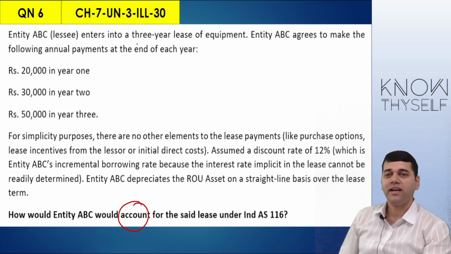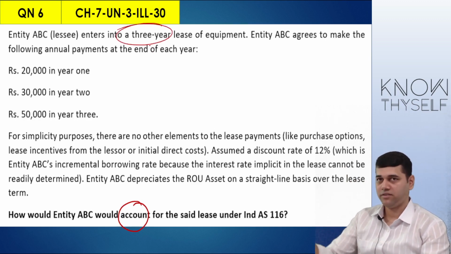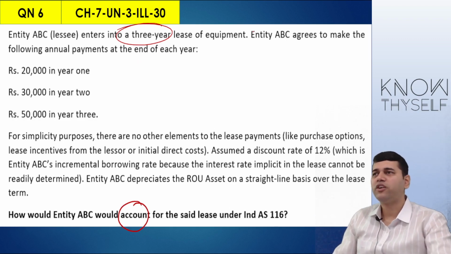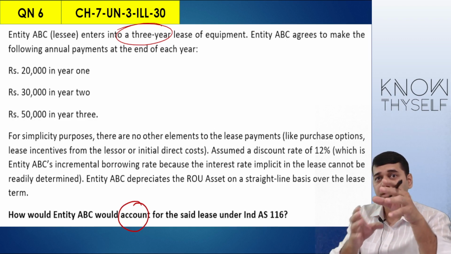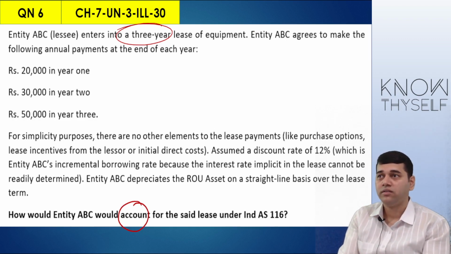Anyhow, okay. Entity ABC enters into a 3-year lease of equipment. Yes, you understand Ind AS 116. See, you need not explore and see whether there is a lease included or not.